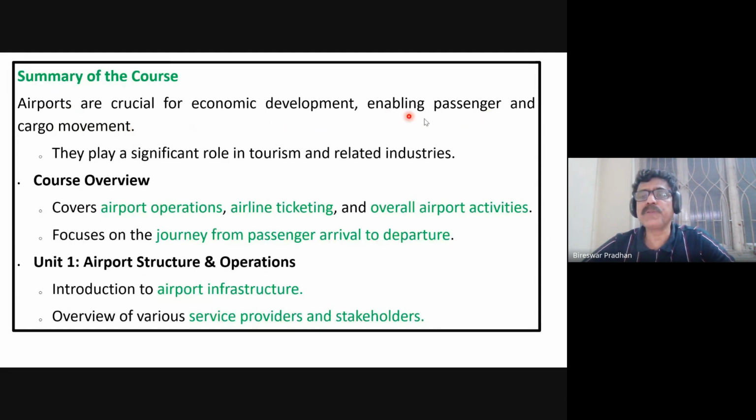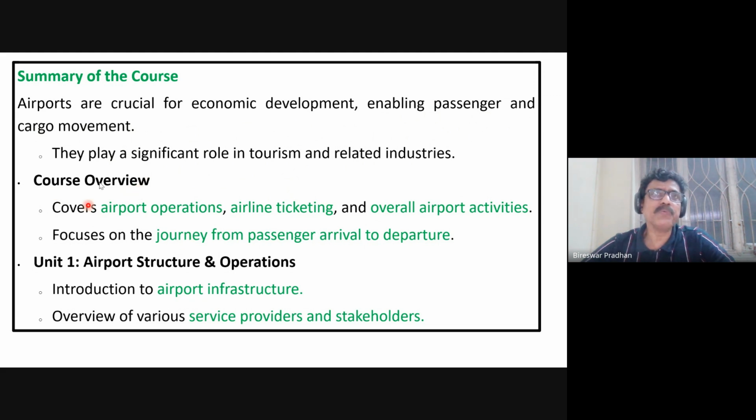It enables passenger and also cargo movement. They play a significant role in tourism-related industries. Tourism, as we have seen, is an umbrella industry, and many other ancillary industries are related to it.